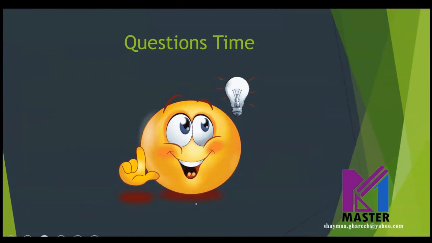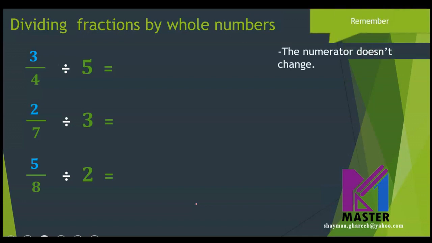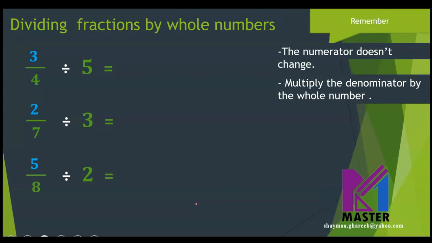Now it's our questions time. Look at these examples, and I want you all to try to do it on your own. Then you check your answer with the video. The first example, 3/4 divided by 5. So the answer will be, remember, the numerator doesn't change, and we multiply the denominator by the whole number to get the denominator. So the answer will be 3 over 20. Can I simplify it to its simplest form? No, it's already in the simplest form.